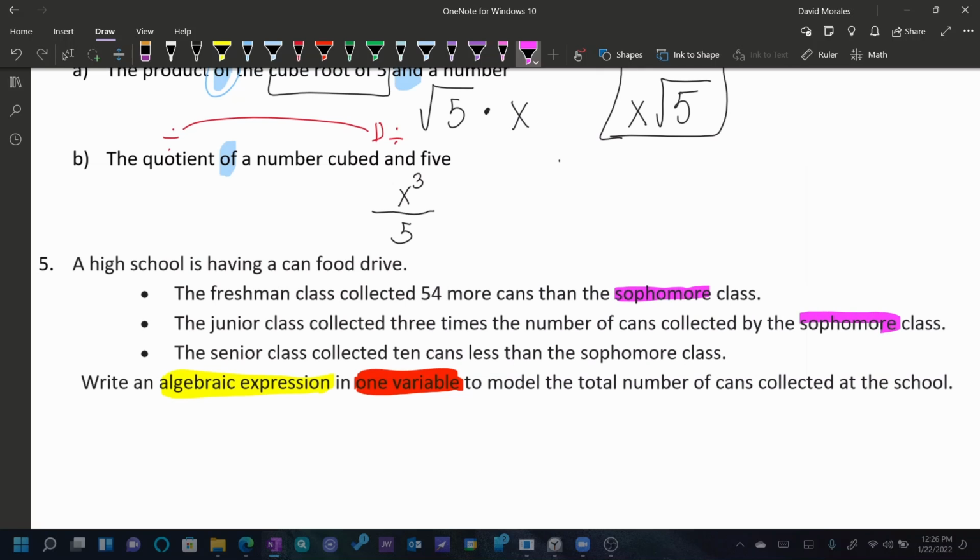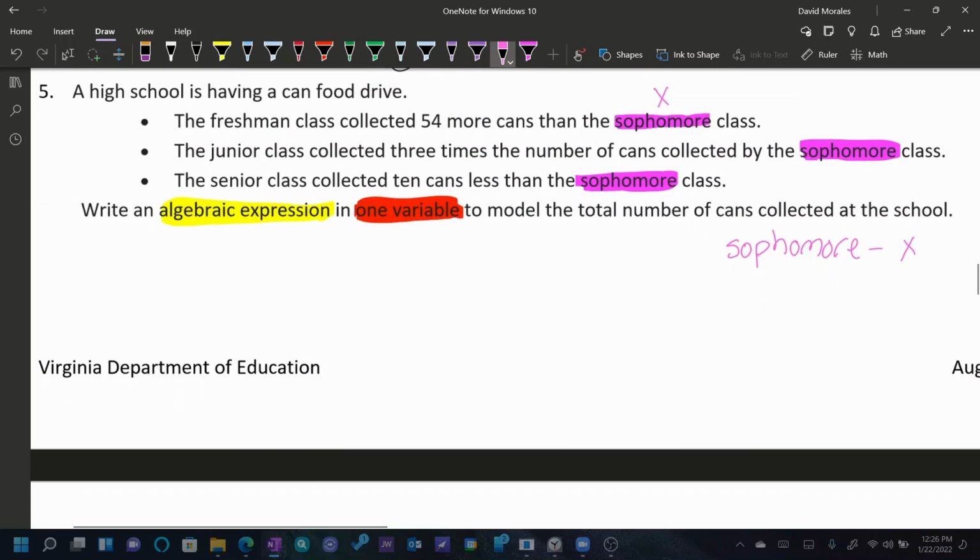You notice that the sophomore class is repeatedly used as the point of reference, the comparison. So we can use this to our advantage. The sophomore is what we're talking about, our X. So sophomore, we're going to say, hey, you're my unknown, my X. An algebraic expression is not an equation, so we're not writing an equation here.